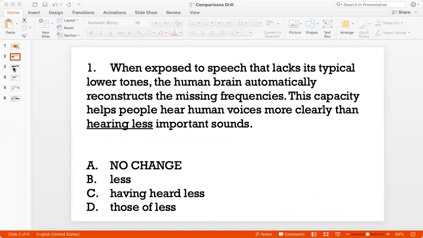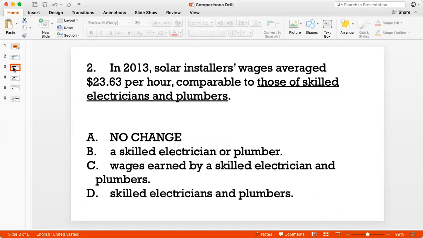Okay, let's go to the next question. In 2013, solar installers' wages averaged $23.63 per hour, comparable to those of skilled electricians and plumbers.